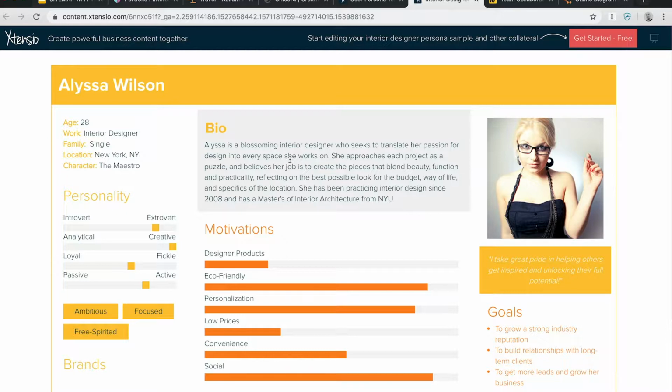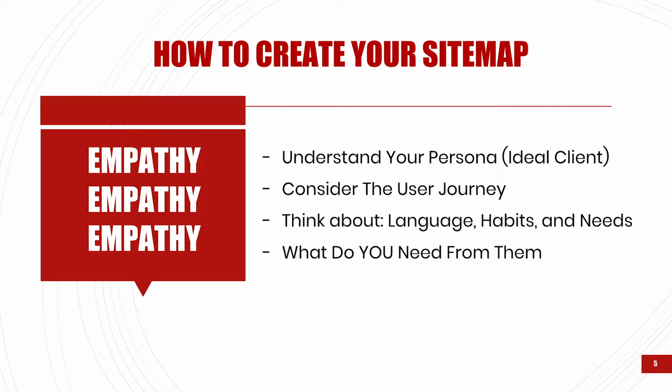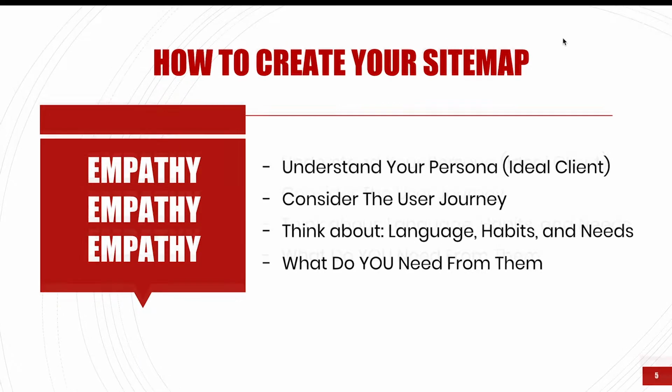So it's important to consider the persona, right? So what do they want? What do they need in terms of content? After that, let's consider the user's journey. So there is a journey, right? So like I said, from point A to point B, which is the conversion, there is a journey, right?